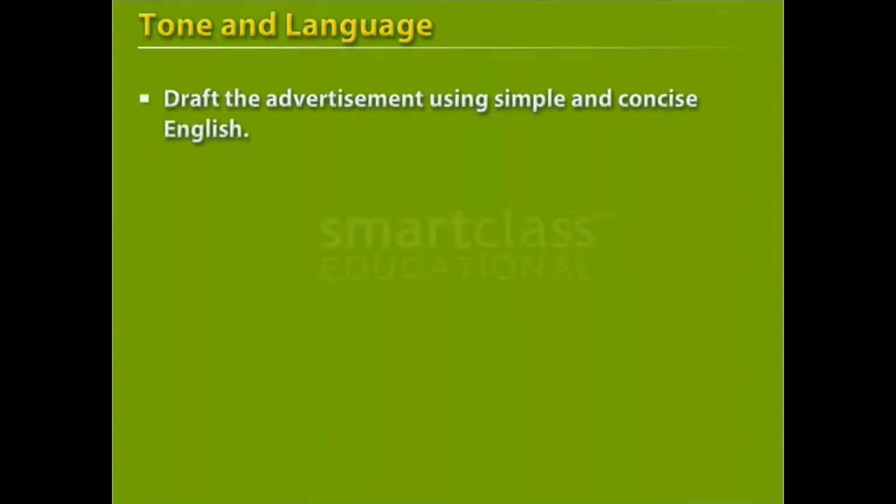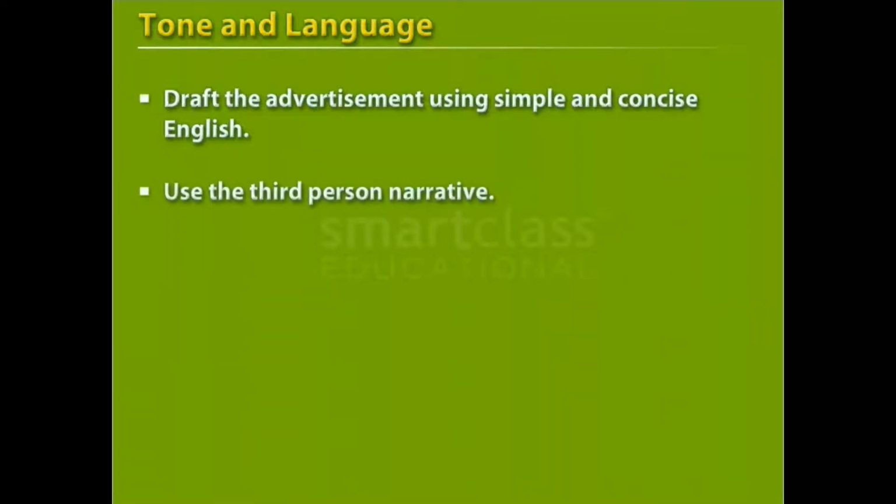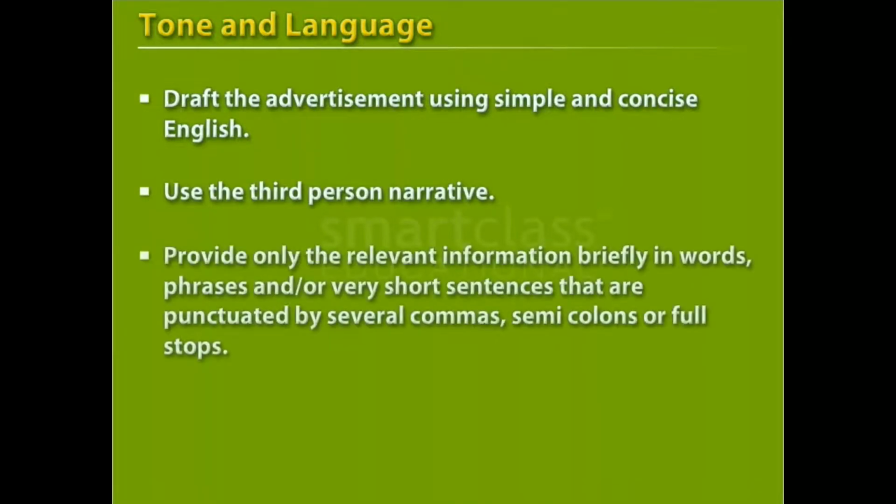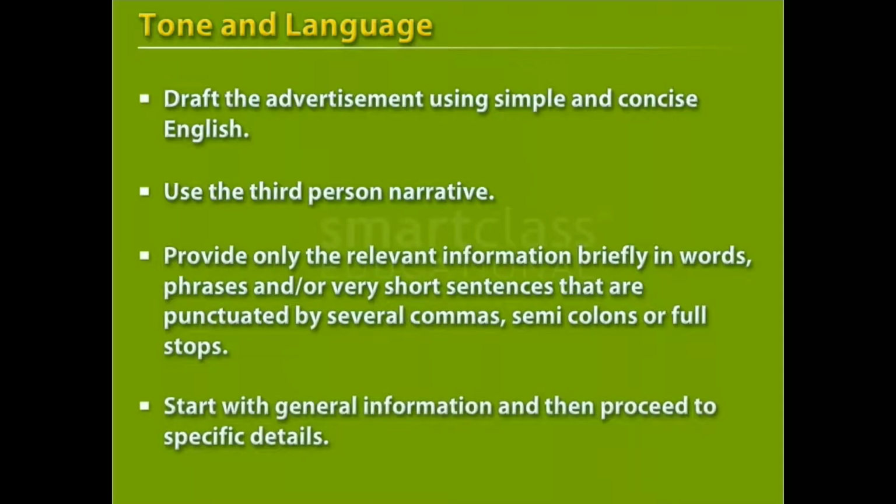Tone and language. Draft the advertisement using simple and concise English. Use the third-person narrative. Provide only the relevant information briefly in words, phrases, and/or very short sentences that are punctuated by several commas, semicolons, or full stops. Start with general information and then proceed to specific details.